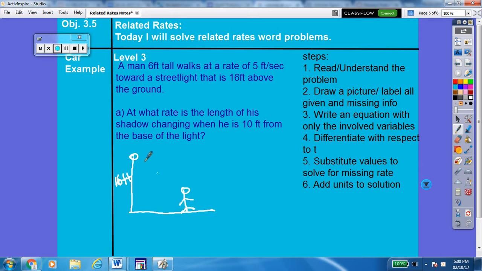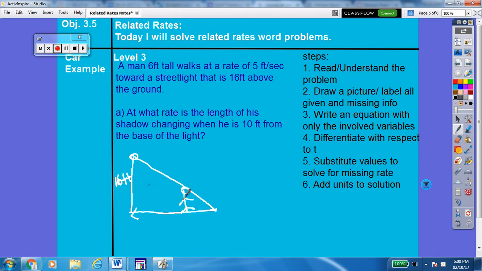I don't know why that's so common, but the difference between this problem and the one we did in class is that the man is actually walking in this direction, toward the light. Alright, so we know he's walking at a rate of 5 feet per second. So let's go ahead and label some information.